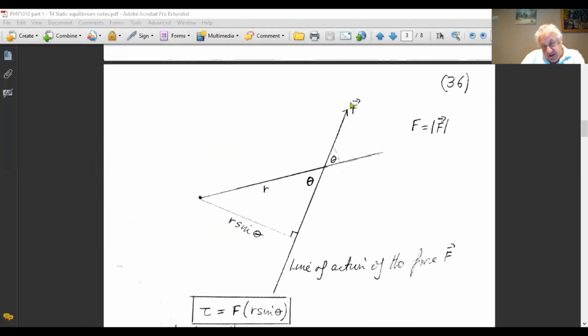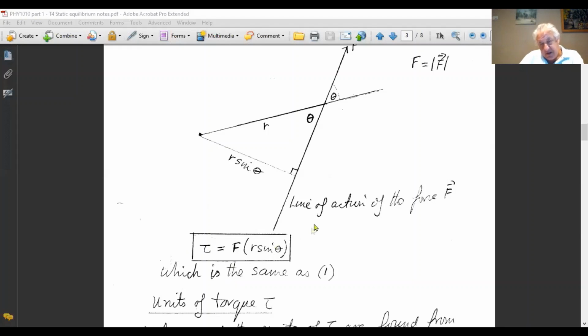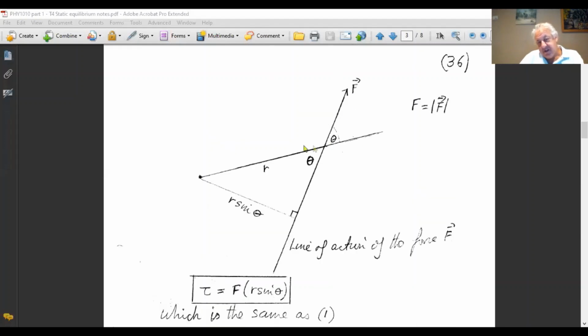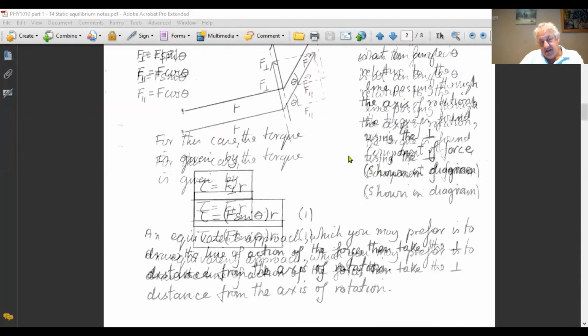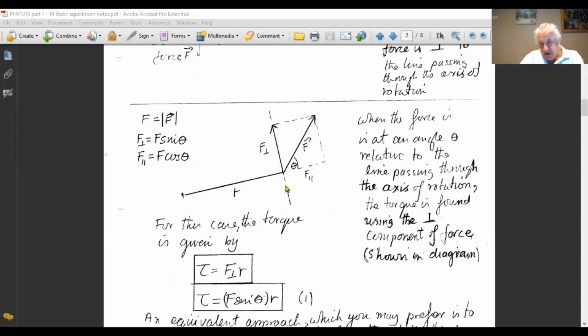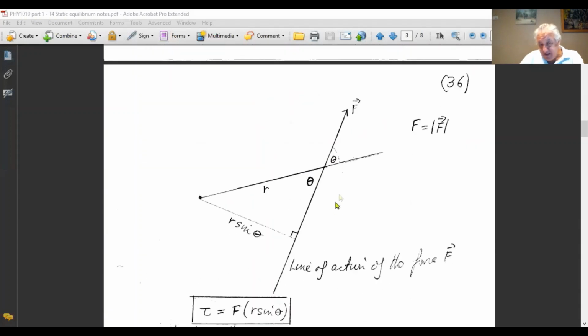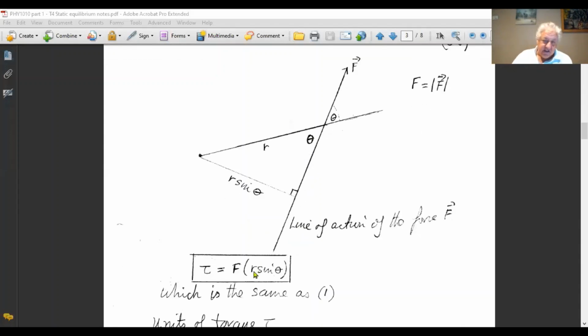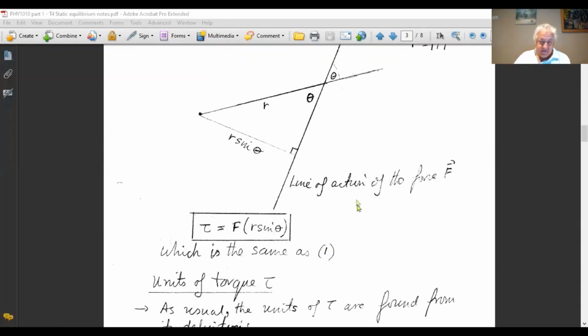So when you have a force acting in a certain place, take the line of action of the force, and then you take the perpendicular distance from the axis of rotation. And that gives us this formula. So there are two ways of dealing with force which is at an angle like this. Either take the perpendicular component, or better, much better, take the line of action of the force and then take the distance from the axis of rotation. So this defines my torque.